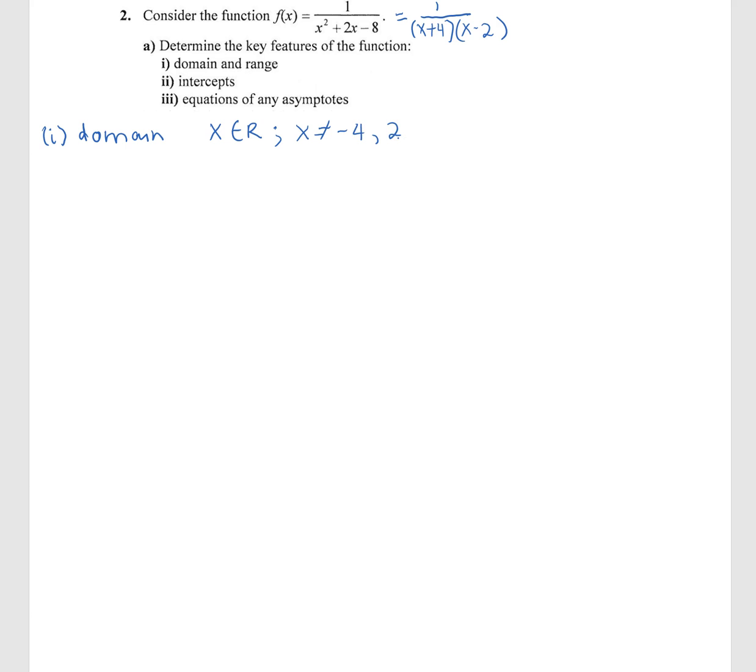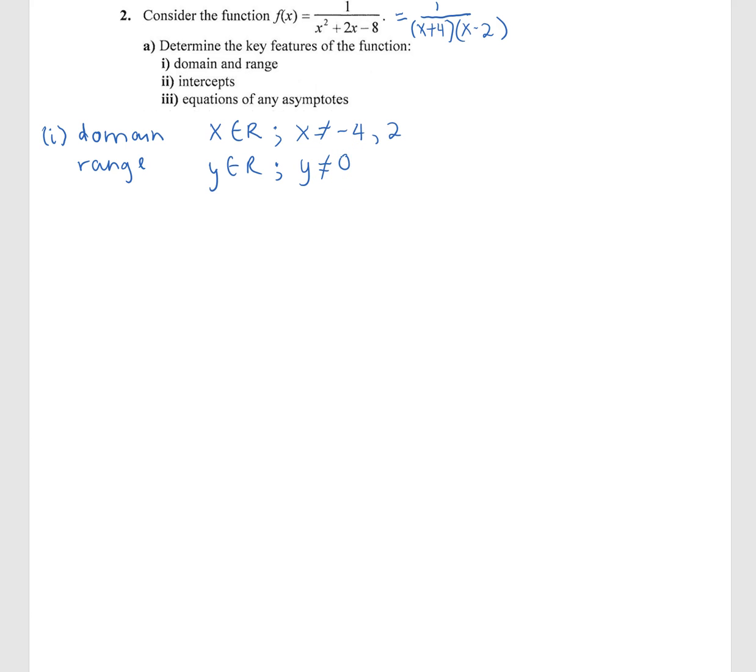Okay, and so let's look at our range. This is our restrictions on y. Looking at this function, there's only one value that y cannot equal, and that's 0. We can never have a 0 on the top of the fraction because there's a 1 there, so this function will never equal 0. And so our range is that y is all real numbers, but y cannot equal 0.